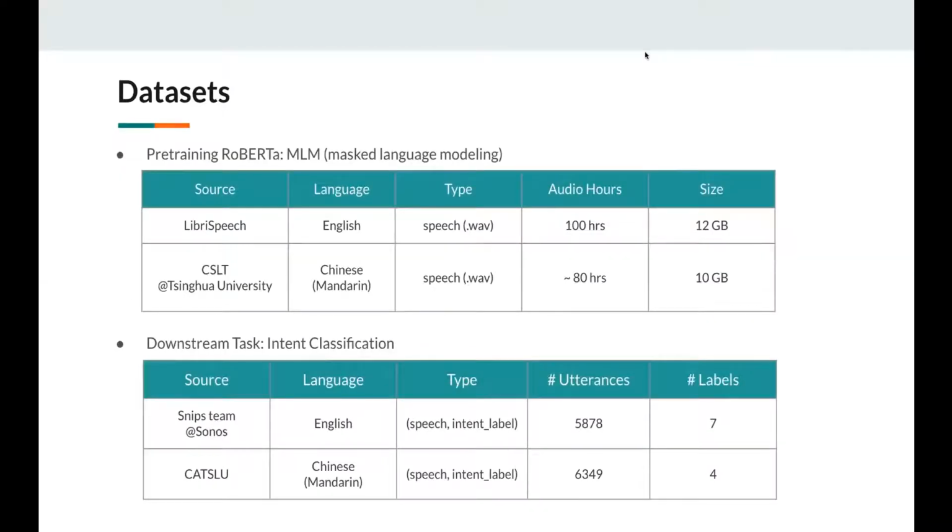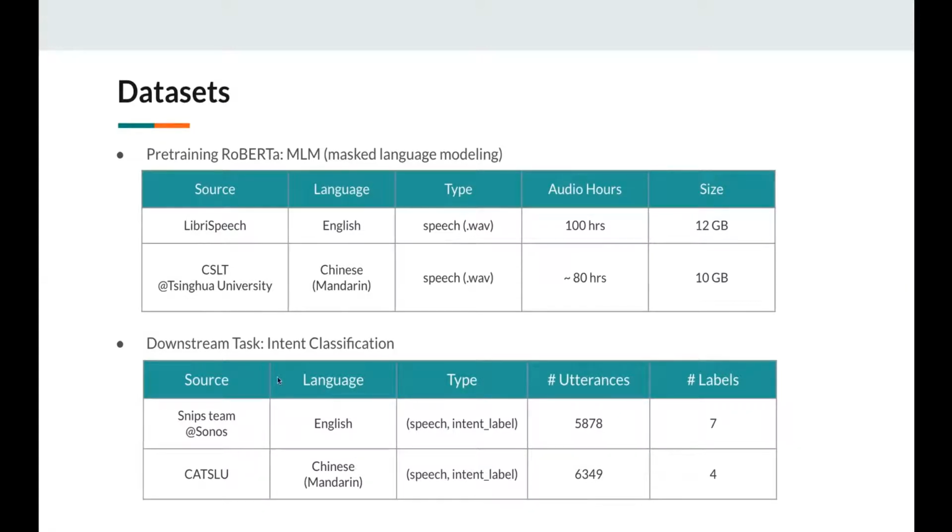Now let's talk about datasets. In our system, there are three stages that require the use of datasets: pre-training stage, fine-tuning stage, and the downstream task. We selected two datasets to pre-train the model using masked language modeling, one for English and one for Chinese, respectively. The English corpus contains 100 hours of natural speech data in .wav format, and the Chinese corpus contains approximately 80 hours. After pre-training, we fine-tuned the model to perform intent classification with another two datasets, SNIPS for English and CAT-SLU for Chinese.